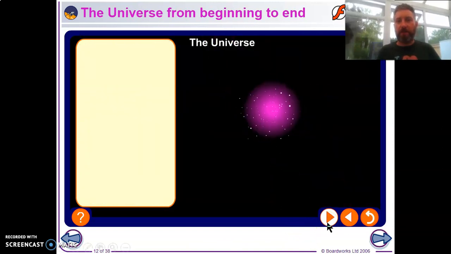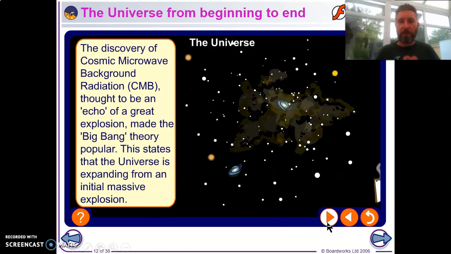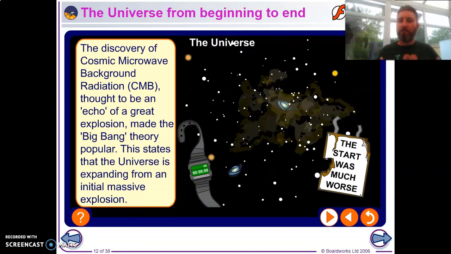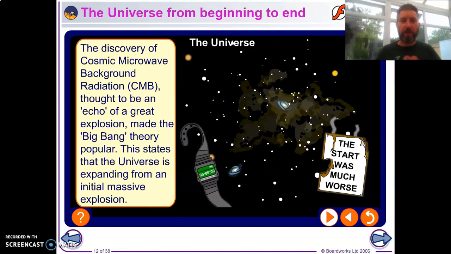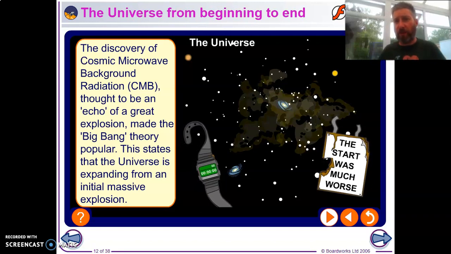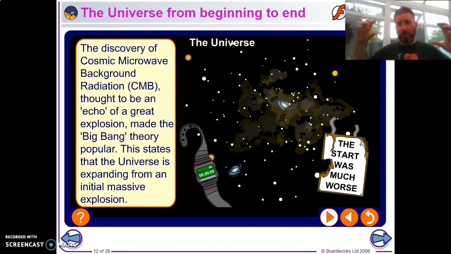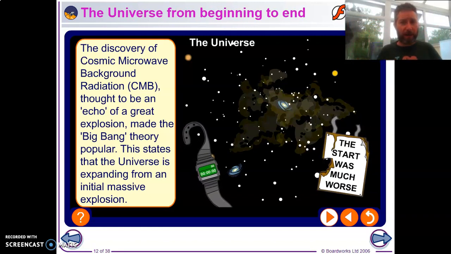And then we came up with the Big Bang theory. Now the Big Bang theory is just a theory, and it's based on the redshift, and it's based on the cosmic microwave background. So what evidence do we have for it? Well, if everything is expanding away, it must have come from a singularity. We have modelled the Big Bang quite effectively.